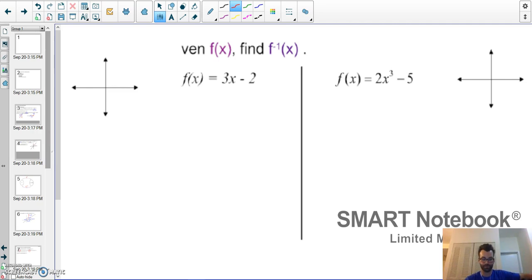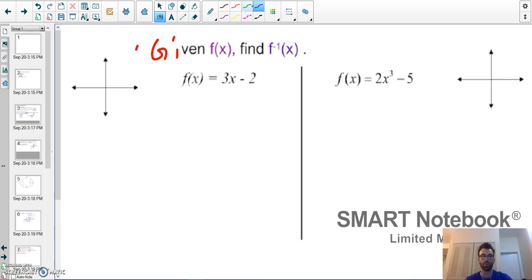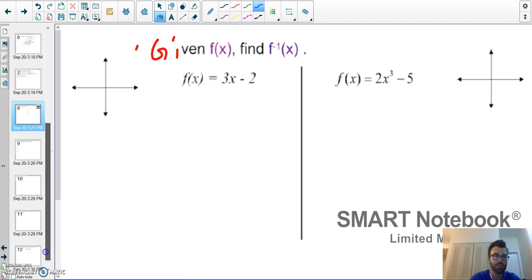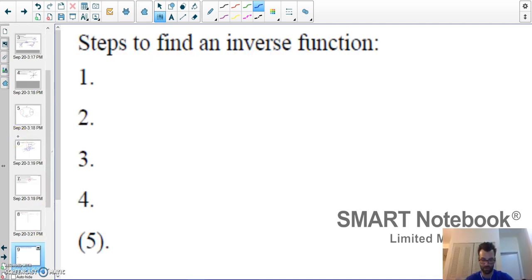All right, so we're given, this is supposed to say given, but given isn't spelled like that. This is supposed to say given f of x, find f inverse of x. Well, in order to do that, we're going to write out some steps. Steps to finding the inverse. There are 4, maybe 5 steps.